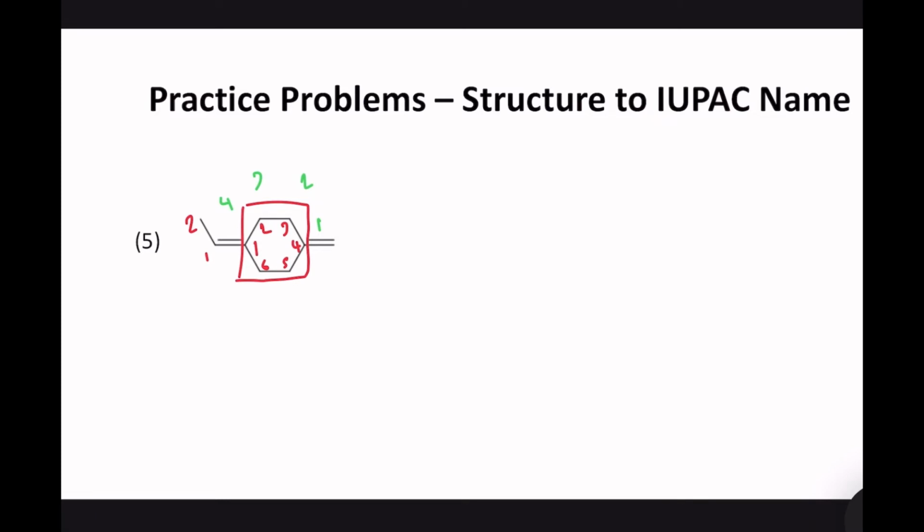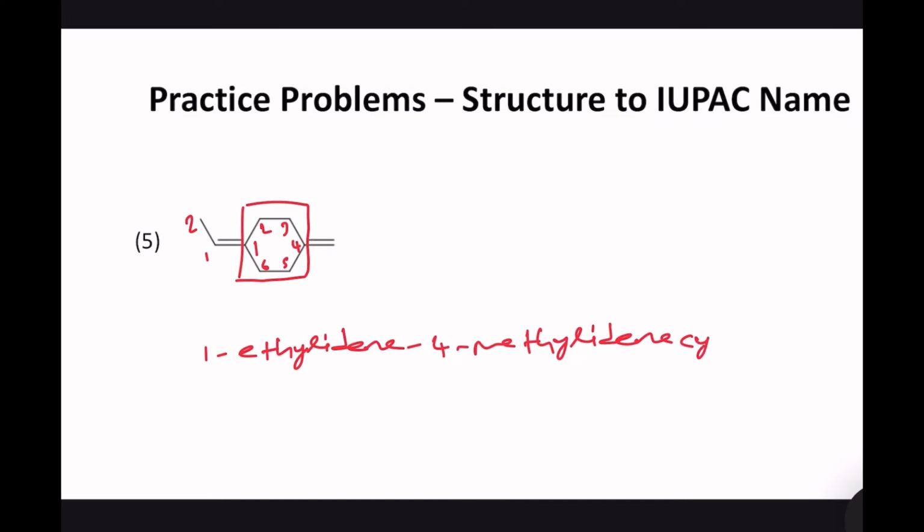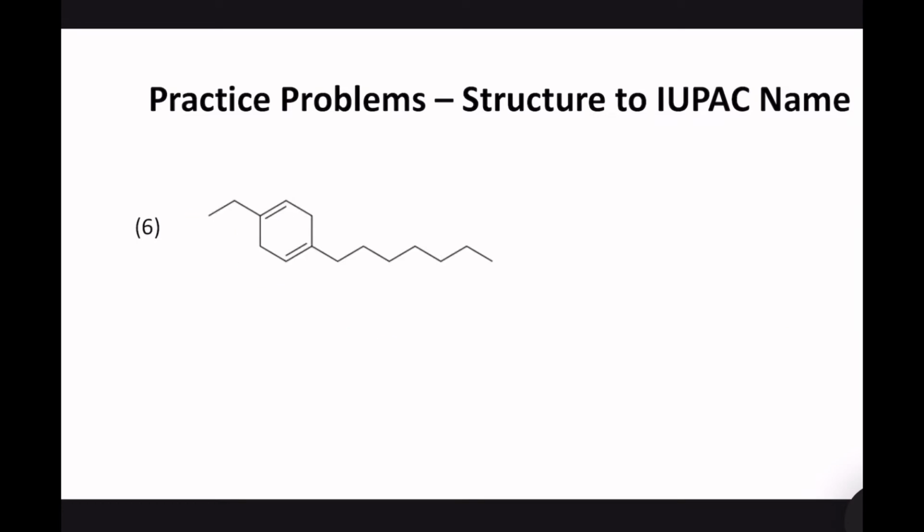We have a tie here, the alphabetical rule breaks the tie and therefore the way we numbered in red is correct, and thus the IUPAC name for this molecule is 1-ethylidene-(4-methylidene)cyclohexane. That is the correct IUPAC name for this molecule. Let us look at example number 6. Which one to choose as a parent chain?